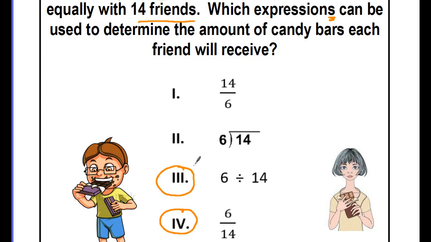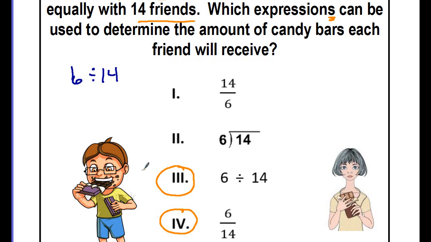Okay, did you get answer choices 3 and 4 only? If you did, great job. Move on to the next example. If not, let's talk about this. She has 6 candy bars. She wants to share it with 14 friends. Is she sharing the friends or is she sharing the candy bar? She's sharing the 6 candy bars. So that's what's going to go first in your expression. So it should be 6 divided by 14.